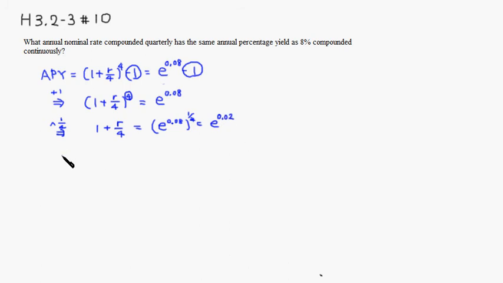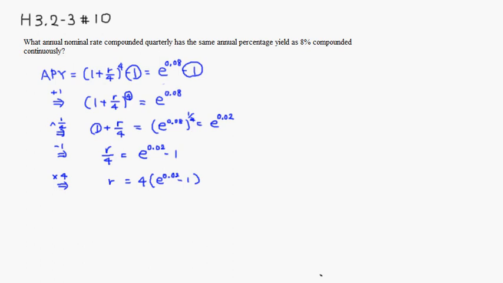Then after that, we just need to get rid of this 1, so I'm going to subtract 1 from both sides to get r/4 equal to e^0.02 - 1. And then finally, we can multiply both sides by 4 to get r equal to 4 times (e^0.02 - 1).